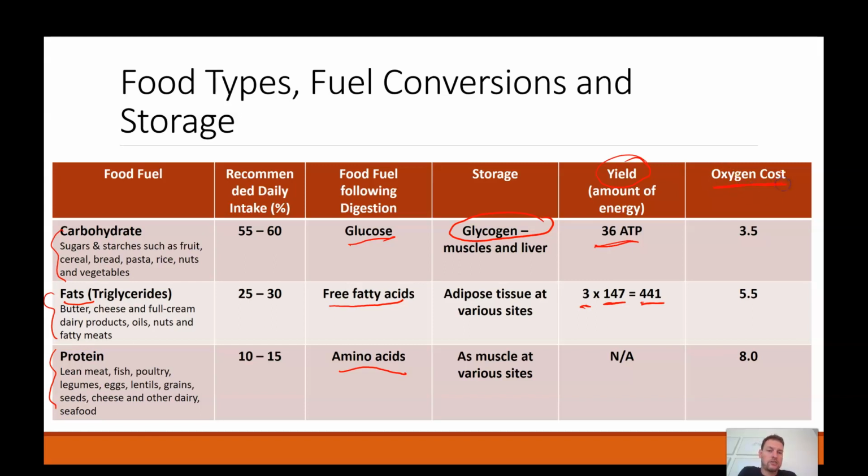We look at the cost of oxygen. We can see that we require a lot less oxygen to break down carbohydrates compared to fats. And really what that means is that we can work at a higher intensity using carbohydrates compared to when we use fats, where we're going to have to decrease our intensity.